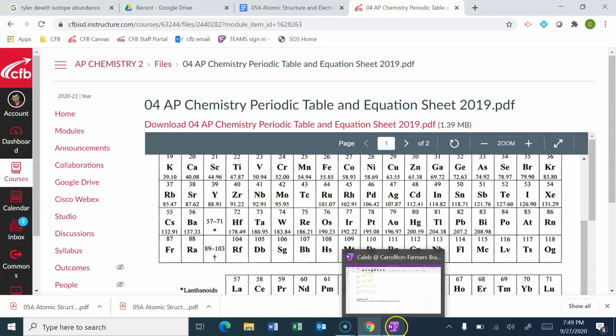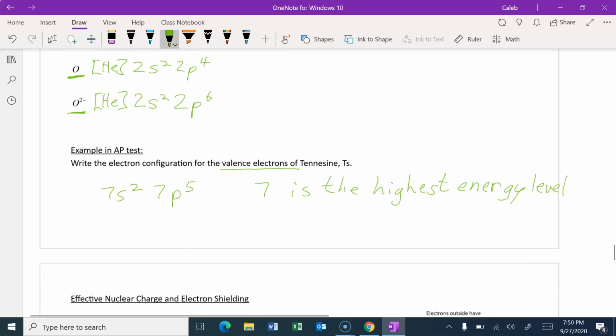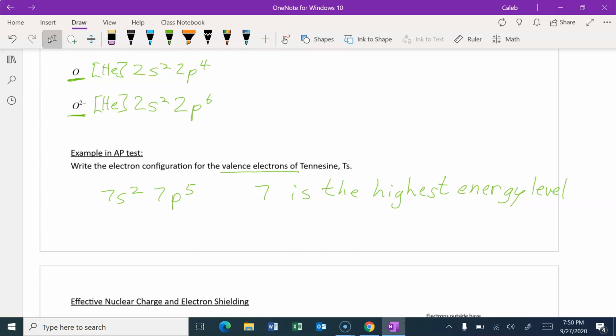But that's not what it asked me to do. It said to write the valence electrons of tennessine. So I'm only going to write the electrons that are in the highest energy level, which is 7s2, 7p5, because 7 is the highest energy level. It's a tricky question. They're not asking for the noble gas configuration. They only want the valence electrons. So watch out for that. There's a difference between asking for the valence electrons and the noble gas configuration.